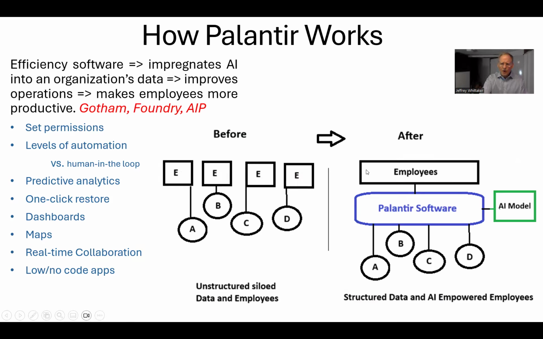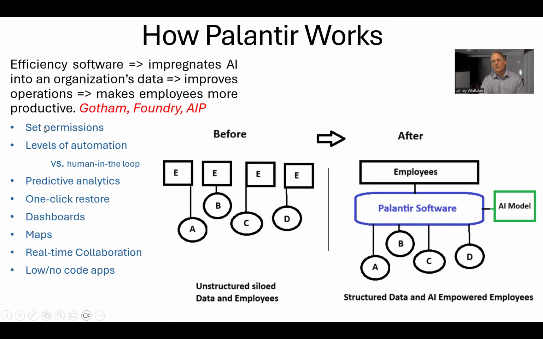After the Palantir system is employed, we're putting a new software layer on top of all of the siloed company data. Any of the large language models can be plugged into the Palantir software system, and this impregnates and filters down into the company data. This creates an operating system that the employees can work through.